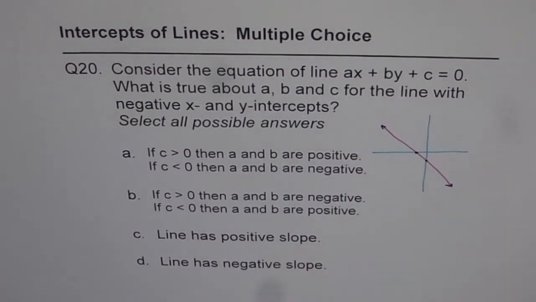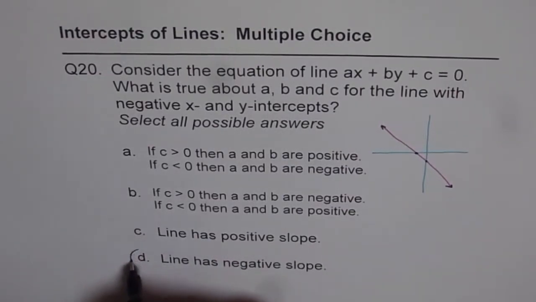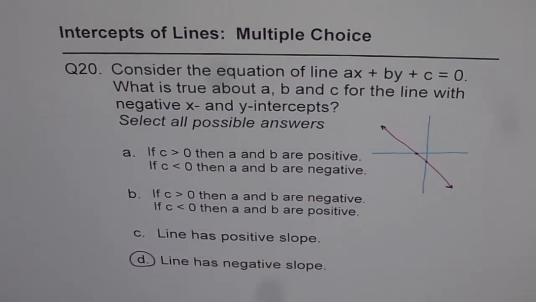That means a negative slope. So we have two options here which talk about slope. Line has positive slope, line has negative slope. So option D is correct for us. We can see that any line with both x and y intercepts as negative will always have negative slope. So one part we have done.